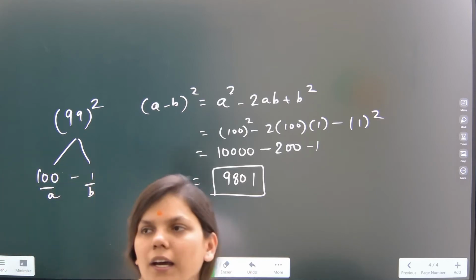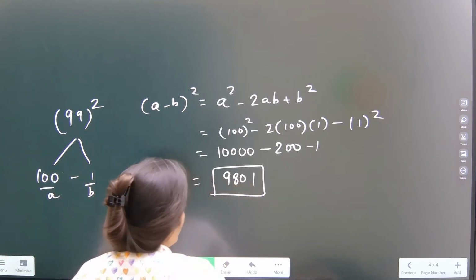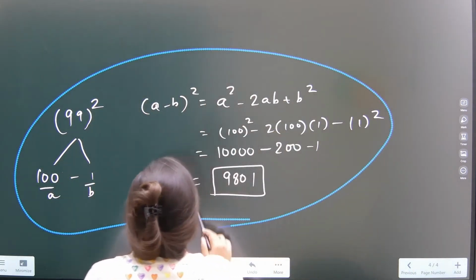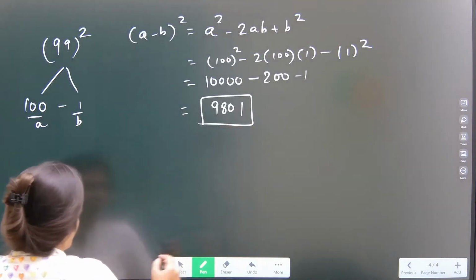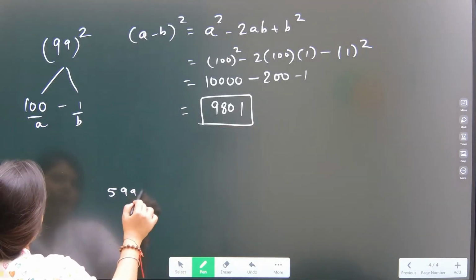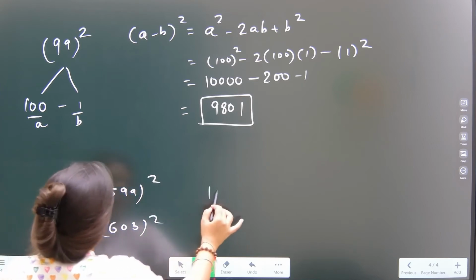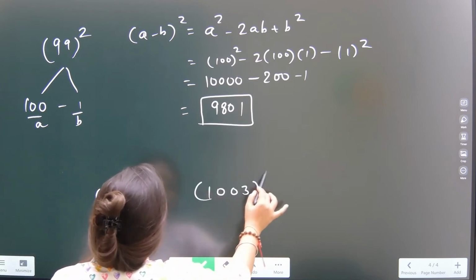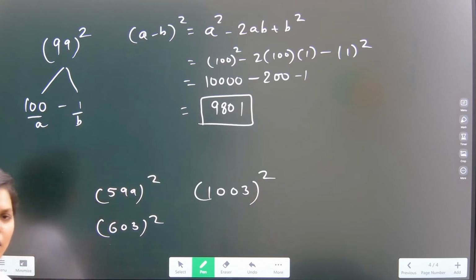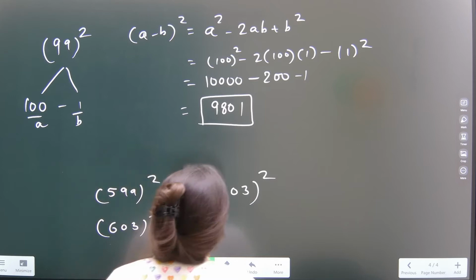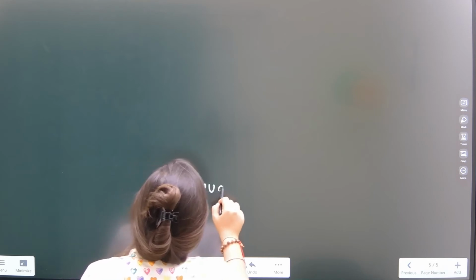Similarly, just for your practice, you can solve a few questions like 599 square, then 603 the whole square, 1003 the whole square. So you just need to use the identities and do the process. Now, let us switch to the next topic, that is how to find the square root.